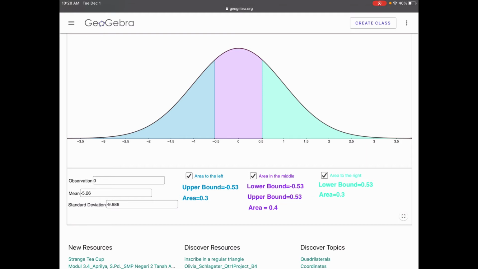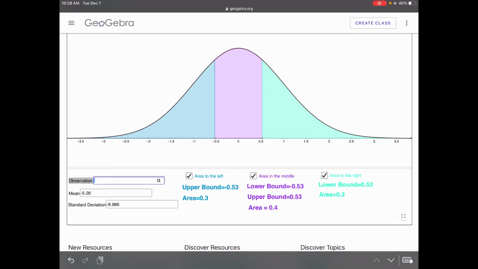Let's do an example and see how this applet works. 50 random volunteers took an IQ test. The mean was 62 and the standard deviation was 11. One volunteer, Helen, scored 74. How well did she do compared to the other volunteers? Our observation is the score Helen got, 74. Our mean was 62, and our standard deviation was 11.